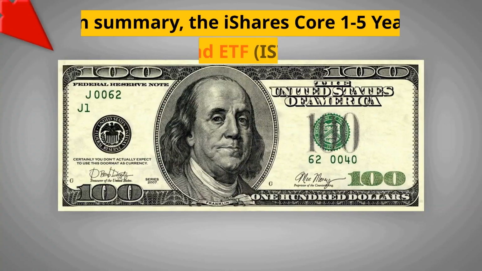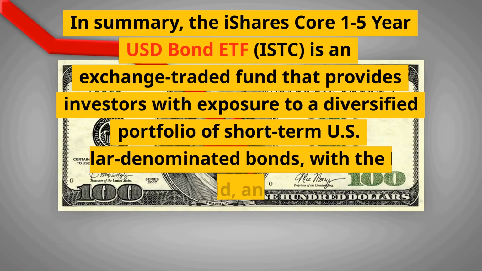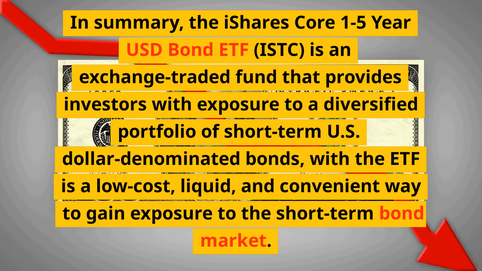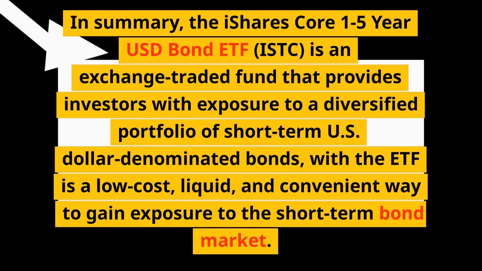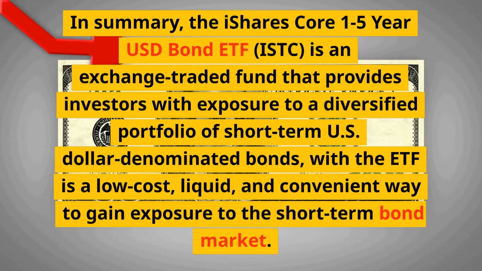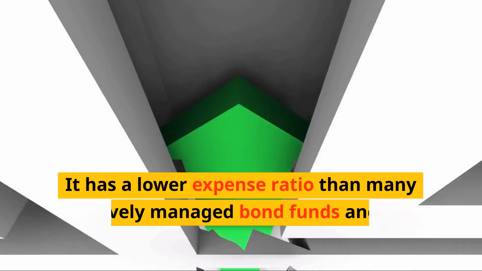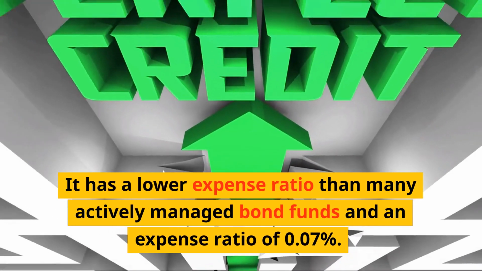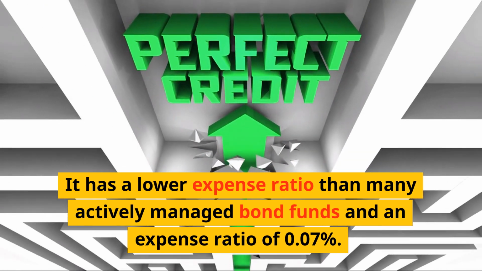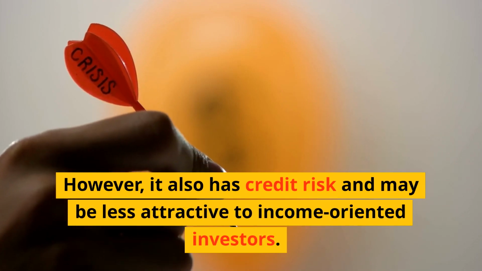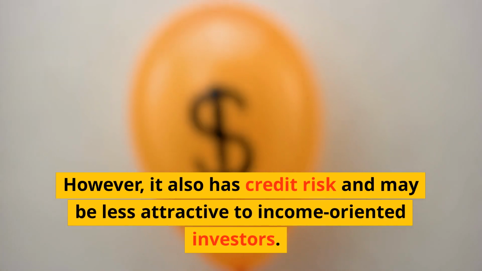investors. In summary, the iShares Core 1 to 5 Year USD Bond ETF, ISTC, is an exchange-traded fund that provides investors with exposure to a diversified portfolio of short-term U.S. dollar-denominated bonds, making the ETF a low-cost, liquid, and convenient way to gain exposure to the short-term bond market. It has a lower expense ratio than many actively managed bond funds, with an expense ratio of 0.07%. However, it also has credit risk and may be less attractive to income-oriented investors.